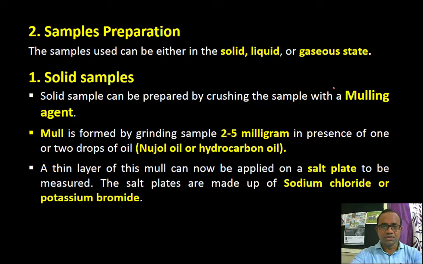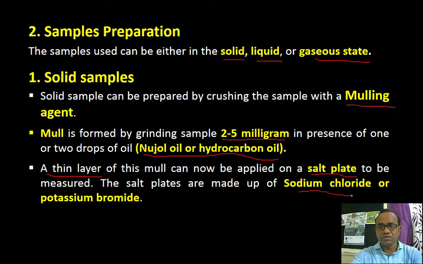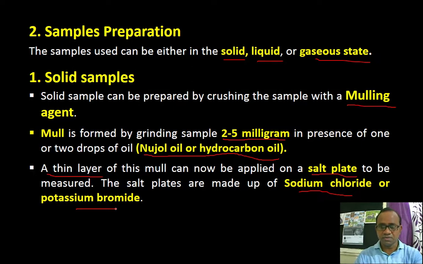Now, generally for sample preparation, we use solid, liquid or gaseous samples in order to analyze them. A solid sample is generally prepared by crushing the sample with a mulling agent. The mulling agent is usually an oil or hydrocarbon. An appropriate quantity, that is 2 to 5 milligrams of sample, is mixed with drops of this mull, and a thin layer of this is prepared and applied onto the salt plate. Salt plates are mostly sodium chloride and potassium bromide, right? This layer is applied on the salt plate and then used in the instrument. That is for the solid sample.